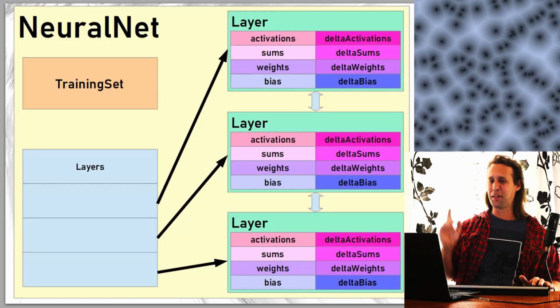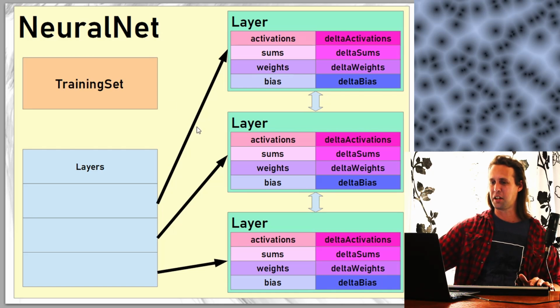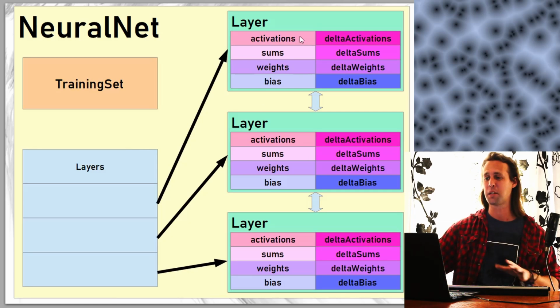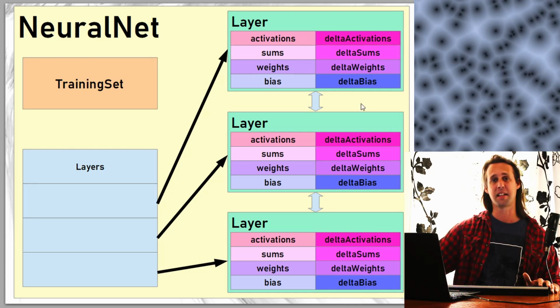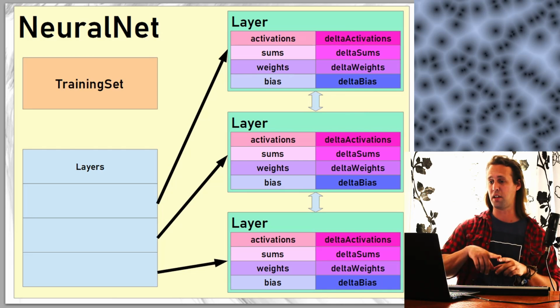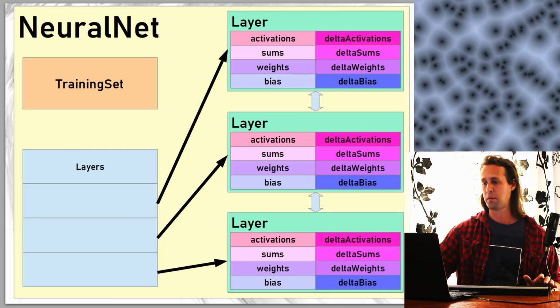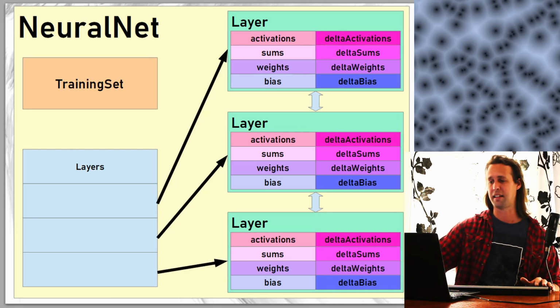Anyway, let's have a little bit of a look at our neural net as it stands. So what we've got is a neural net. This is a big yellow box just here. Our neural net has a training set, which we haven't really looked at at the moment, and it's also got a bunch of layers. Now, inside the layers, we've got a bunch of matrices called activations, sums, weights, and biases, and each one of those matrices has a delta as well, or a change, which we're going to use in computing the backprop. Each of the layers is connected to each other. So there's a first layer that's connected to the second layer, which is connected to the third, but they're also connected backwards as well. So each layer can see its previous and its next layer.